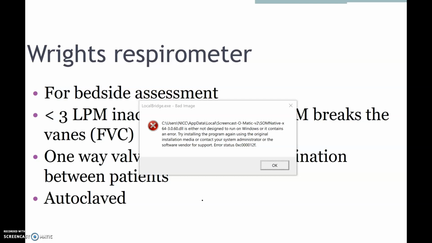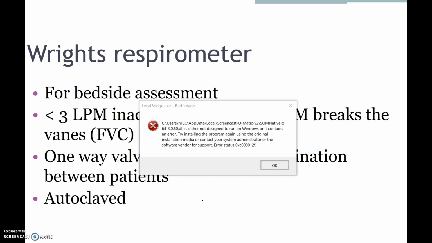But for the Wright's respirometer, if the patient blows into it at less than 3 liters per minute, they'll get an inaccurate reading. If they breathe into it at more than 300 liters per minute, or if they're doing a forced vital capacity, they will break the vanes on the respirometer. There is a one-way valve that prevents patient contamination between patients, and it does need to be autoclaved in between patients for sterilization.